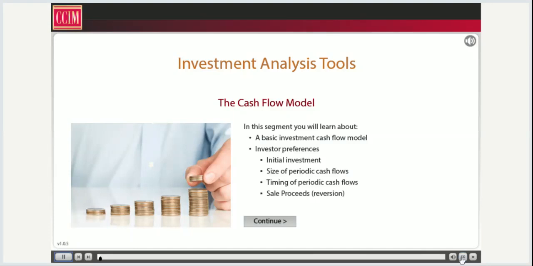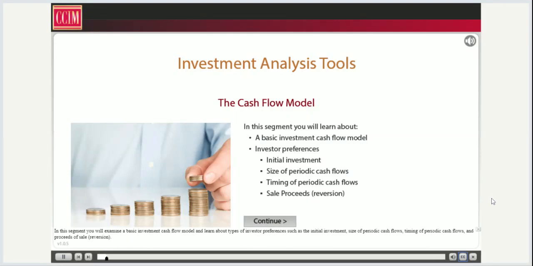In this segment, you will examine a basic investment cash flow model and learn about the types of investor preferences, such as the initial investment, size of periodic cash flows, timing of periodic cash flows, and proceeds of sale, reversion. Let's get started.